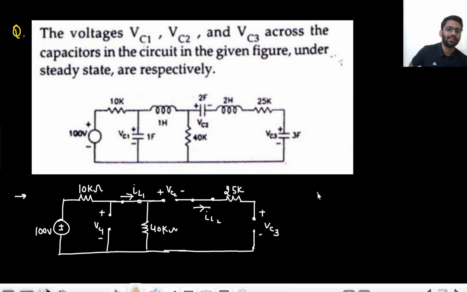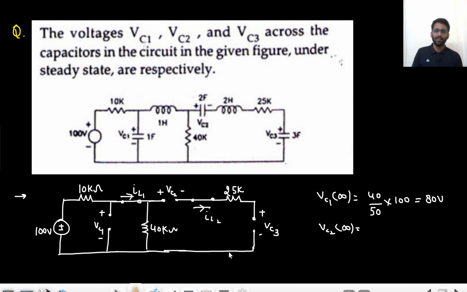Tell me what will be Vc1? Vc1 at infinity. This circuit will not come in action because this is open circuited. So this will not come in action. So 40 by 50 into 100, that means 80 volt. Tell me what will be Vc2 at infinity? Look, this 80 volt is coming here, right?